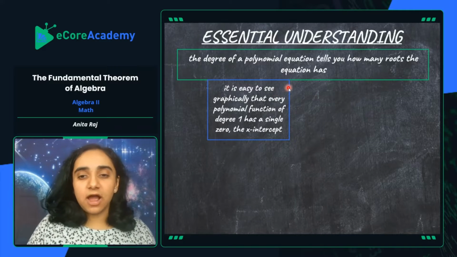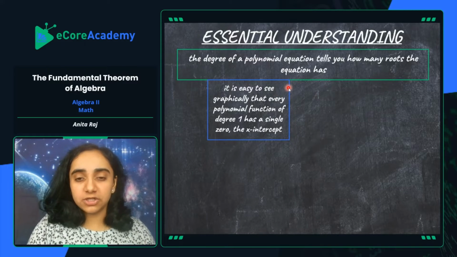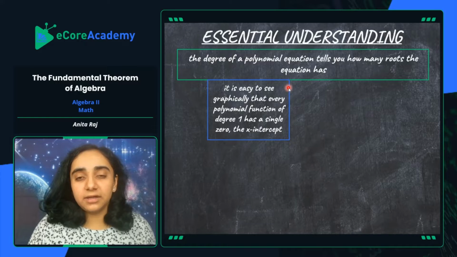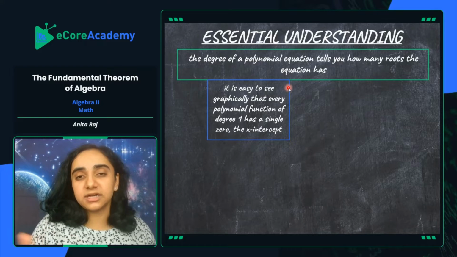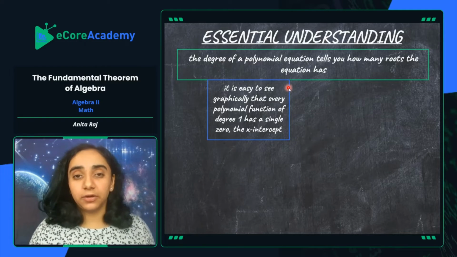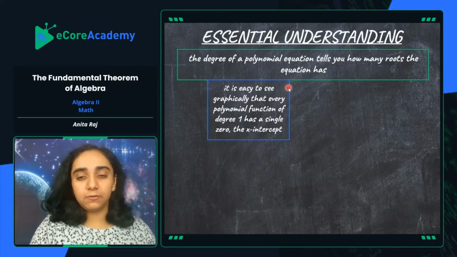So it's easy to see graphically that every polynomial function of degree 1 has a single 0, the x-intercept. So if you say a polynomial of degree 1, what are we talking about? Well, the term with the highest degree, with the highest exponent is x to the power 1. X to the power 1 is x, so that's going to be a linear equation, so a line. So y equals mx plus b. Usually you'll see it in that form.